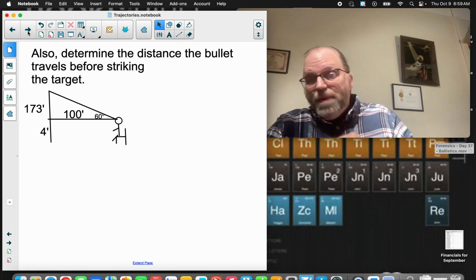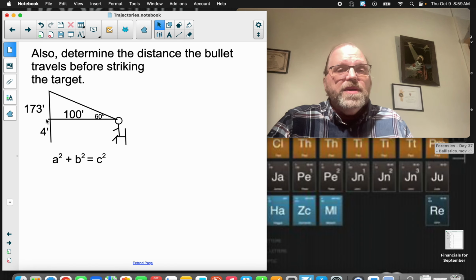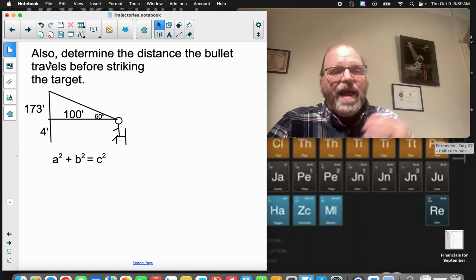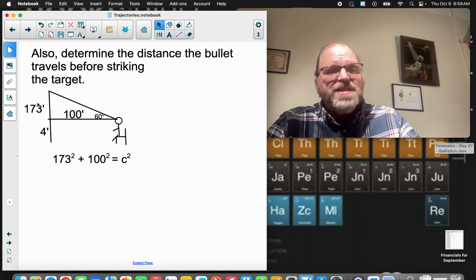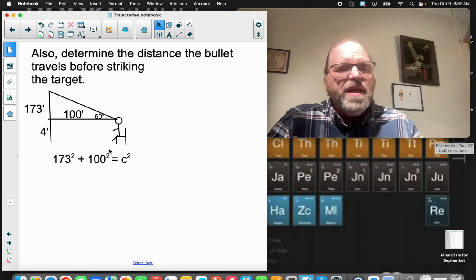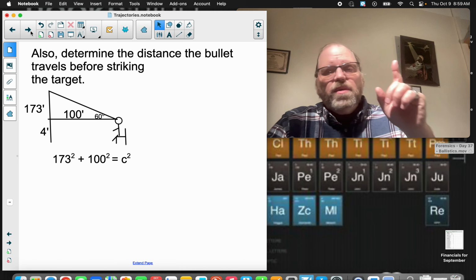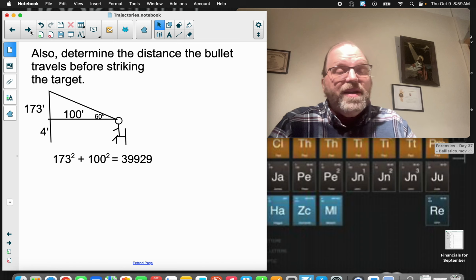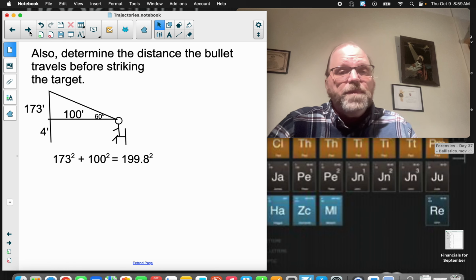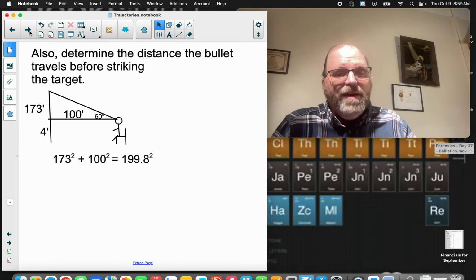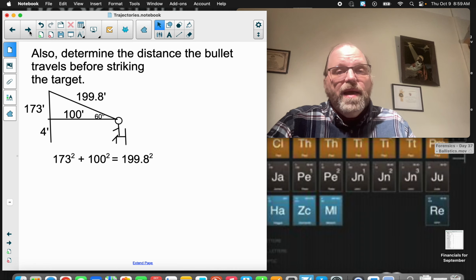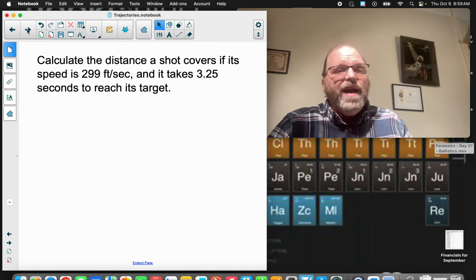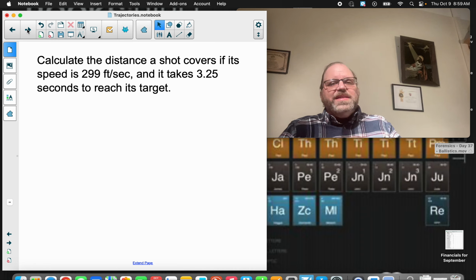So we're going to go back and do the Pythagorean theorem again. So a squared plus b squared equals c squared. A is 173. That's this right here. B is 100. So 173 squared plus 100 squared gives us 39,929. Take the square root of that. We get 199.8 feet.